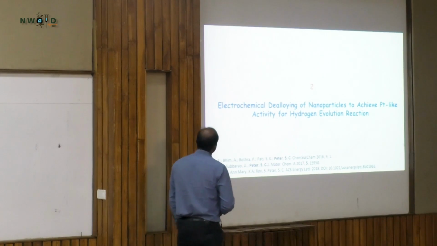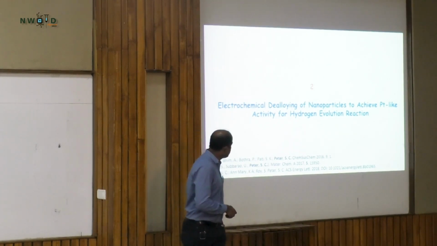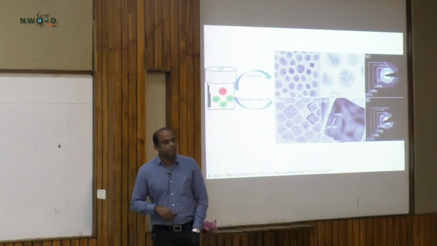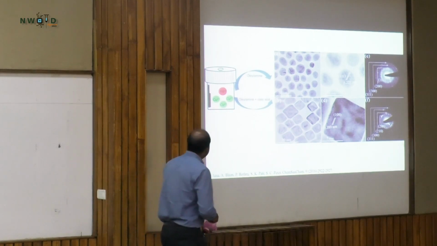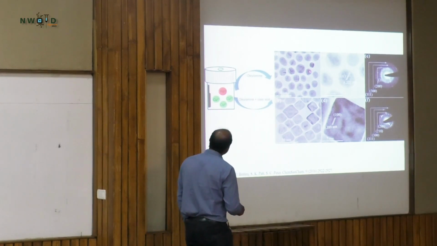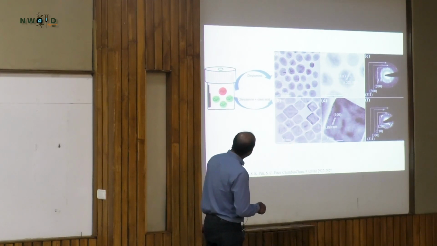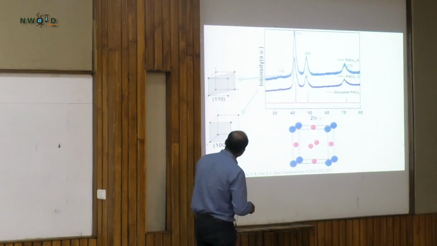So another project I want to talk about is electrochemical dealloying of nanoparticles to achieve platinum-like activity for the hydrogen evolution reaction. Here we have synthesized palladium copper 3. The idea is a non-platinum based catalyst with copper. We alloy them, and we can make them either in a sphere or in a square model. As I said earlier, the major crystallographic planes are exposed here. One is 111, and here is 100. Anyway, we have done this.